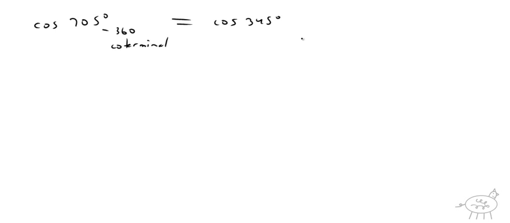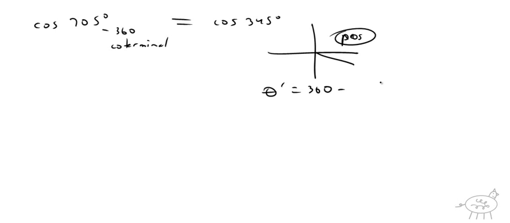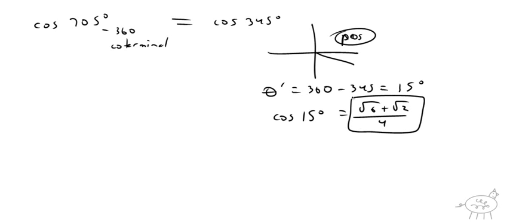All right. So now we're going to do our three steps here. First of all, 345 is here, so I know it's positive, right? Because cosine is positive here. And then I'm going to do a reference angle. So our reference angle is 360 minus 345, which is 15 degrees. That's kind of nice. And so our new problem now is cosine of 15 degrees. Right? That's easy. We just did that one. That's root 6 plus root 2 over 4.